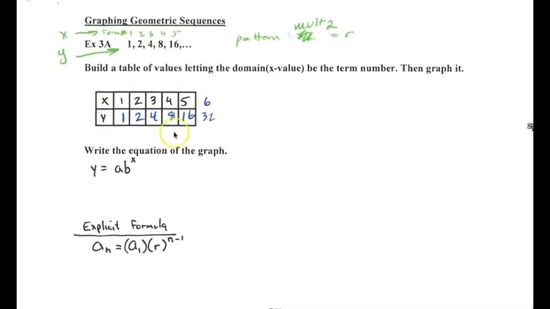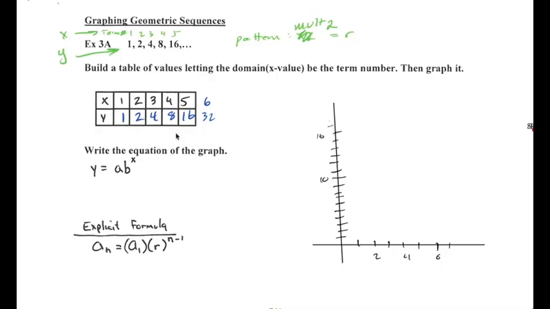And if I want to graph it, let's make a table. We're going to go to 5 or 6. 1, 2, 3, 4, 5, 6. I'd have to go at least to 16 because that's the highest I see right now. Let's plot it. 1, 1 right there. This is all estimation. 2, 2. 3, 4. 4, 8. That's the first big jump. 5 and 16. That's another jump.